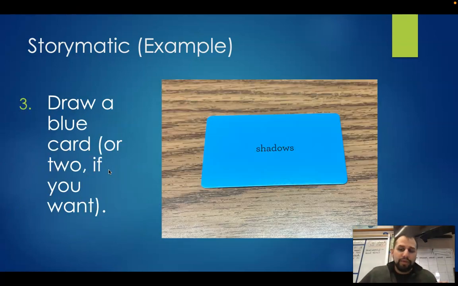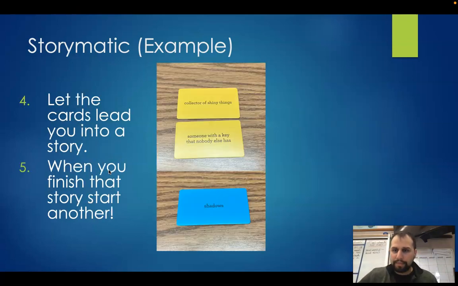Then I draw a blue card, or 2 if I want. I drew the card Shadows. So as this person is walking along the beach, looking for shiny things, looking for this key, maybe there's an animal off in the shadows, or maybe there's something mysterious off in the shadows in the trees, back away from the beach. Then I let the cards lead me into a story.